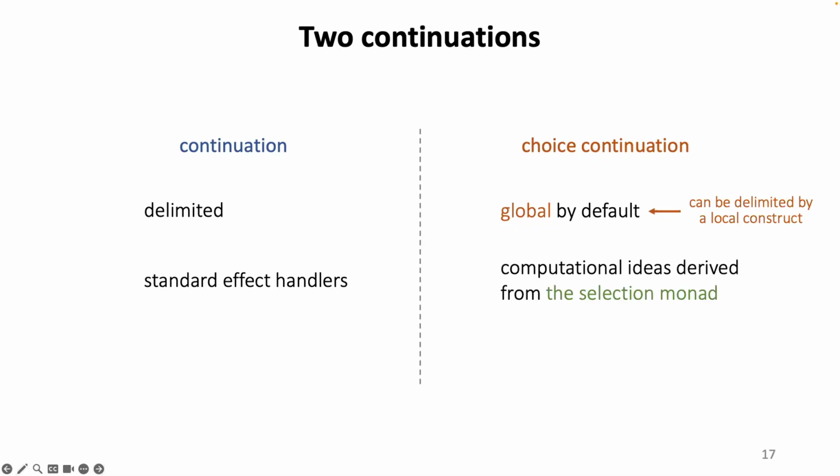And the continuation K is basically taken from standard effect handlers, right? And the choice continuation is the new continuation that corresponds to computational ideas derived from the selection monad.